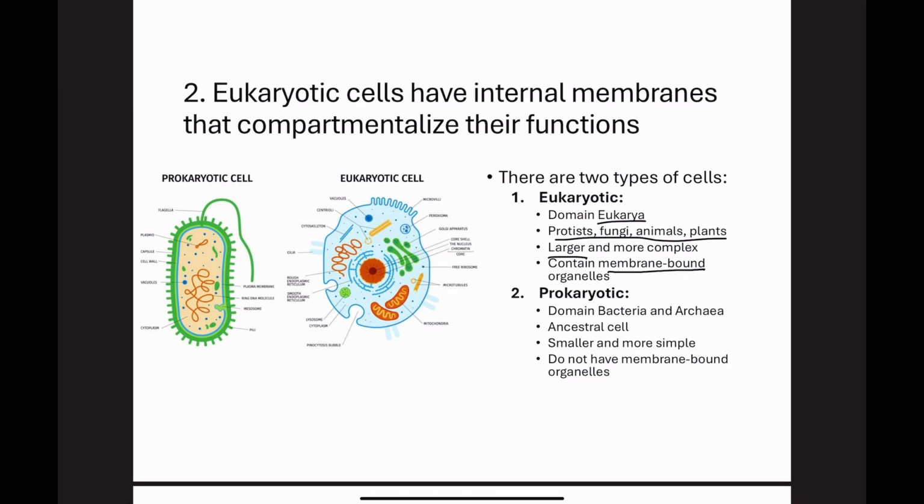like the endoplasmic reticulum. Our prokaryotic cells, on the other hand, are found in domains Bacteria and Archaea. They are smaller and more simple, and they lack membrane-bound organelles. So they don't have those membrane-bound organelles. And our prokaryotic cells are considered our ancestral cells because they appeared before eukaryotic cells in evolution. And eukaryotic cells' internal membranes are what allow them to perform specialized functions and make them more advanced than our prokaryotic cells.